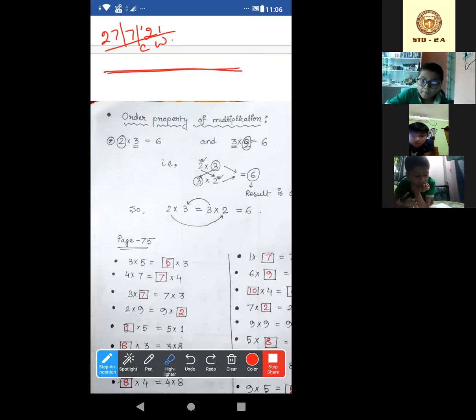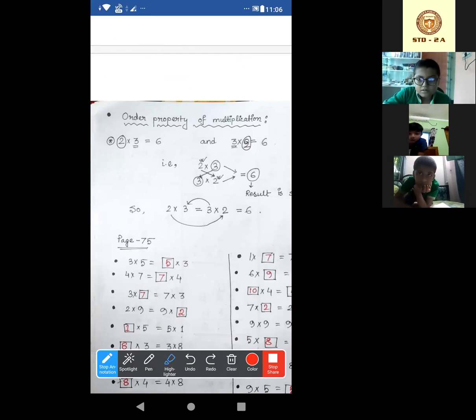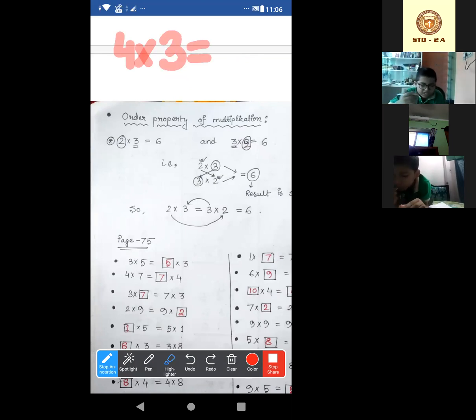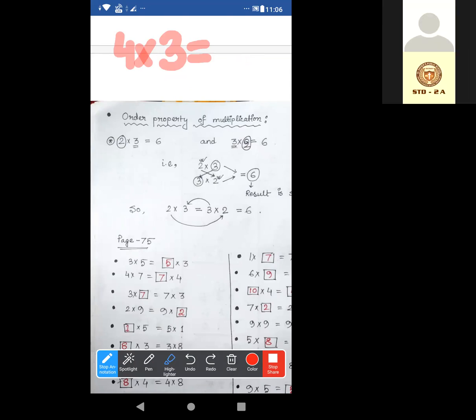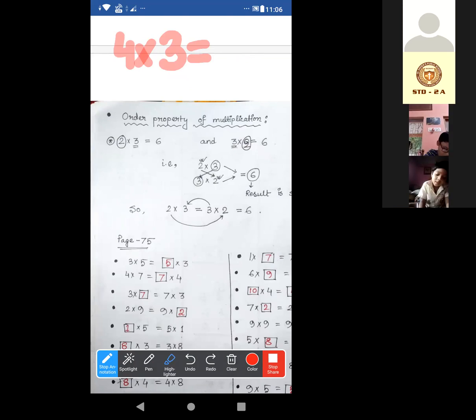Wait for a minute. Let me clear the screen. Yes. Suppose we are multiplying 4 into 3. So what will be the value? First try to understand, then write. So what will be the value? 4 3s are 12.